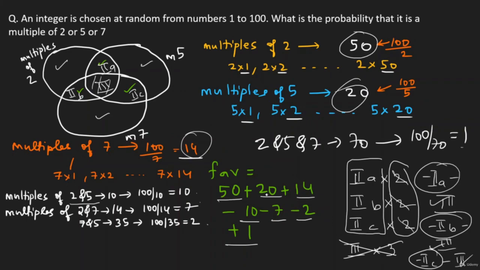So when we do this, 50 plus 20 plus 14 minus 10 minus 7 minus 2 plus 1, that gives us 66 as the answer, and that is the number of integers from 1 to 100 which will be there in this shaded region. Now we know that probability is favorable events by total events. We have found that favorable events are 66. That is, there are 66 numbers from 1 to 100 which are either a multiple of 2 or 5 or 7. So the probability is equal to 66 divided by 100, and 100 is the total number of outcomes possible, which is 1, 2, 3 etc. up to 100.